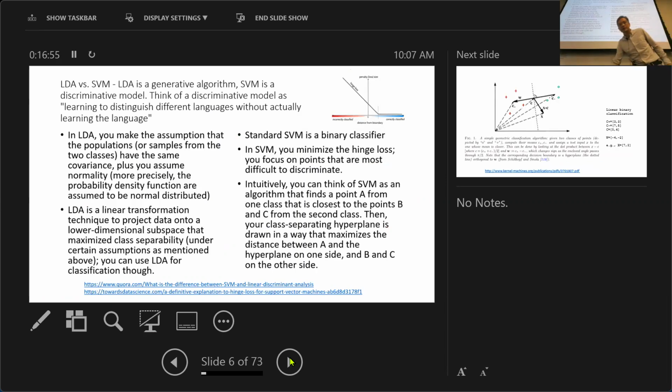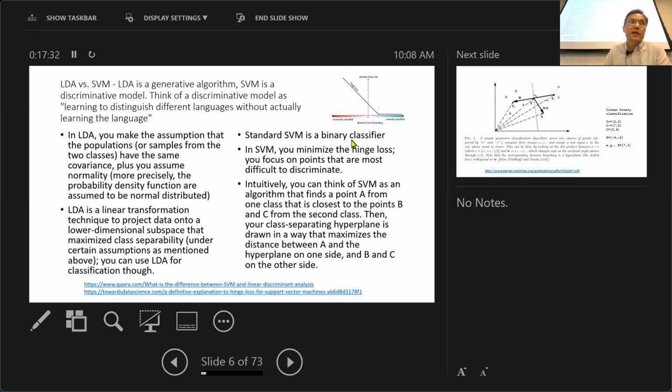Well, I will first compare LDA with SVM. So LDA is a generative algorithm. So it rotates to find the best separation, using reduced dimension. So SVM is a discriminative model.